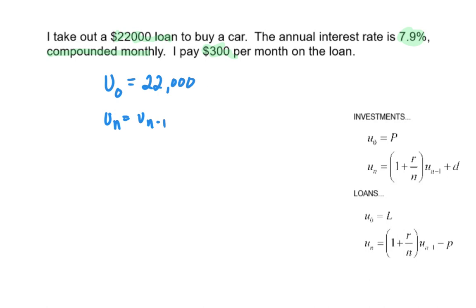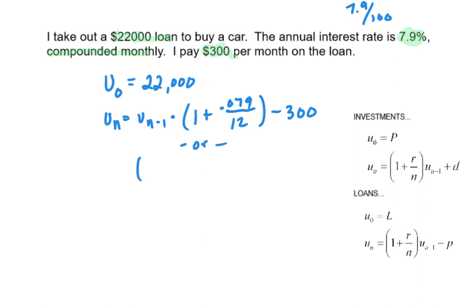Okay, so I'm going to multiply by 1 plus. Now we got to take our 7.9 and divide it by 100 to put it as a decimal. So it's going to be 0.079 over 12, because we were compounding monthly. And then we're going to subtract off our $300. Again, I'm going to put or here, because if you like to put the number first, it doesn't matter, but you could go with the formula I kind of presented if you like that more. Totally up to you.